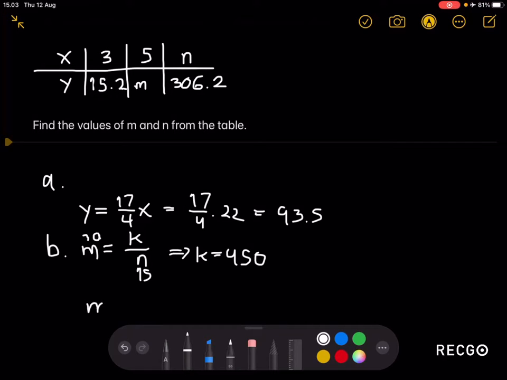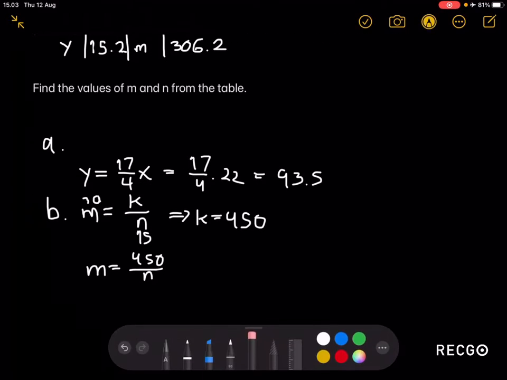So our equation turns into m is equal to 450 over n. Now when n equals 6, we can just plug n equals 6 into this equation, which gives us that m must be equal to 75.